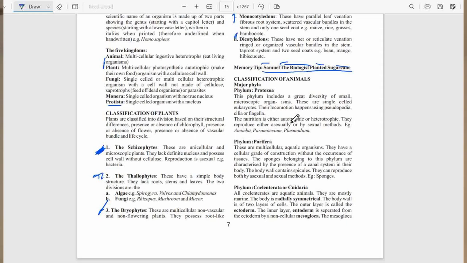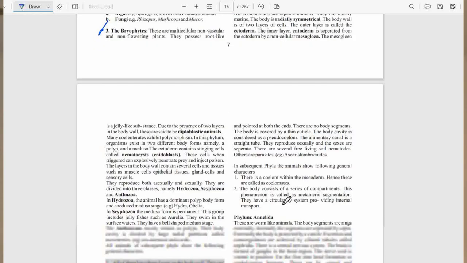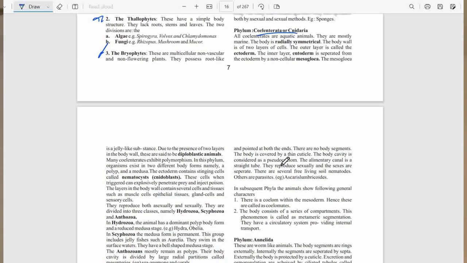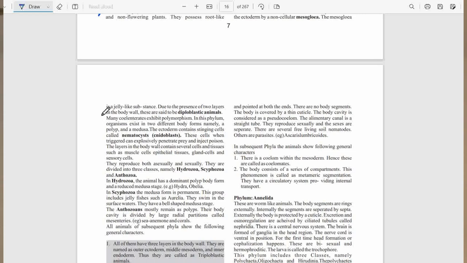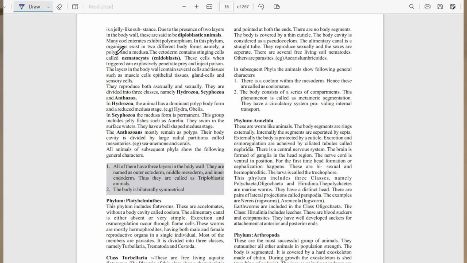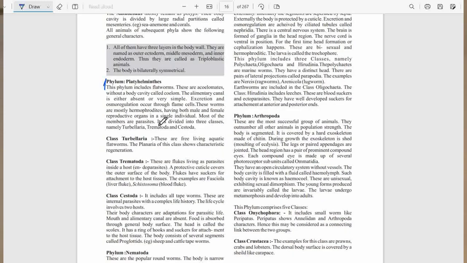So let's begin with the classification of those without the backbone, the invertebrates. You begin with the protozoa, followed by the porifera, and go on to coelenterates or cnidarians. All of these classes have specific characteristics that distinguish them from others. In the absence of time, we might not be able to go through all of that, but you can find them in the book or in any other textbook. Then you talk about the flatworms, the phylum platyhelminths.